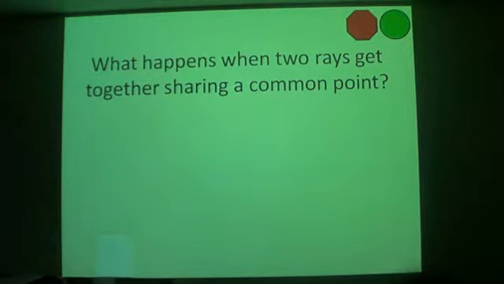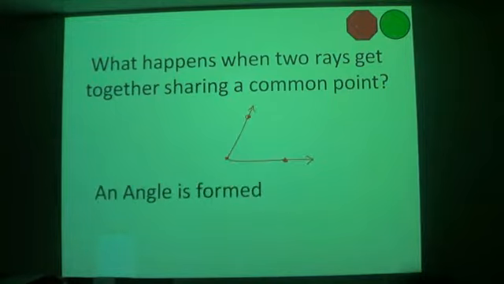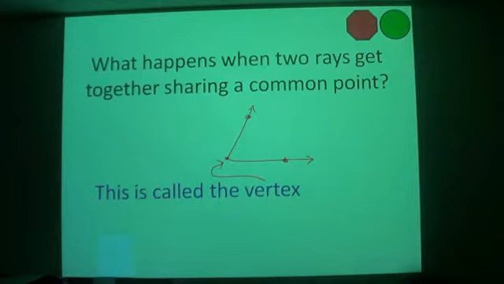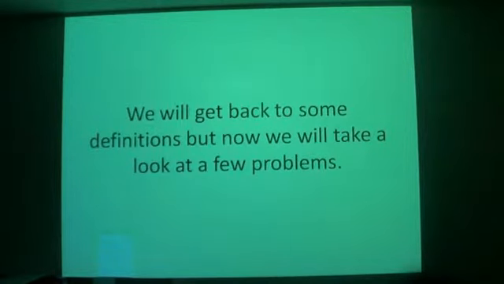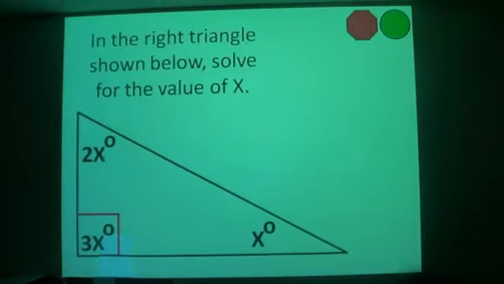What happens when two rays get together sharing a common point? Click on the stop sign if you need to. They form an angle. And this part of the angle right here is called the vertex. We'll get back to some definitions, but now we'll take a look at a few problems.